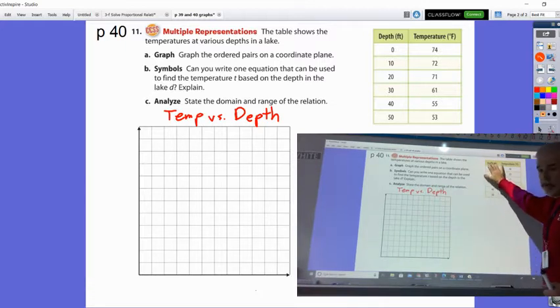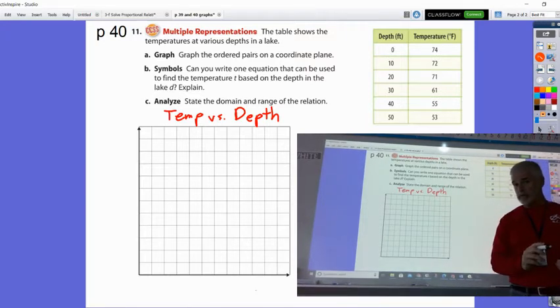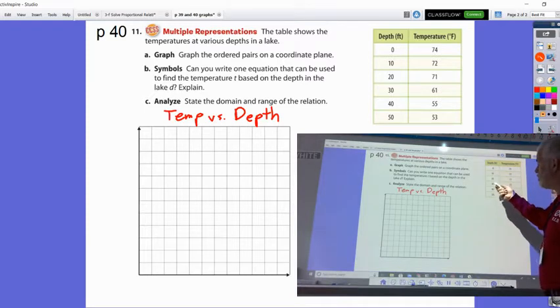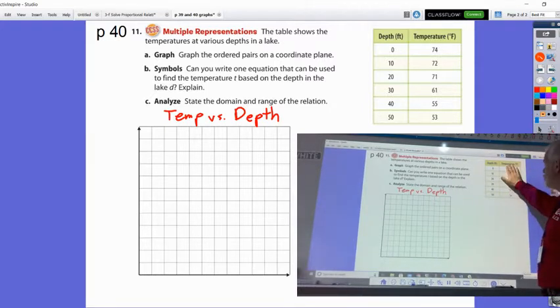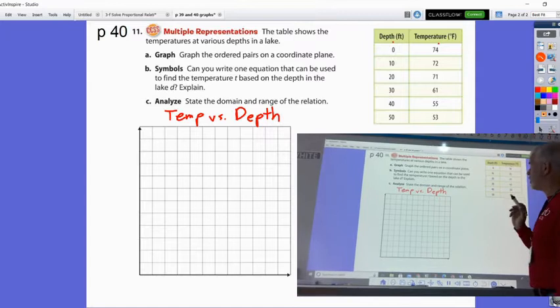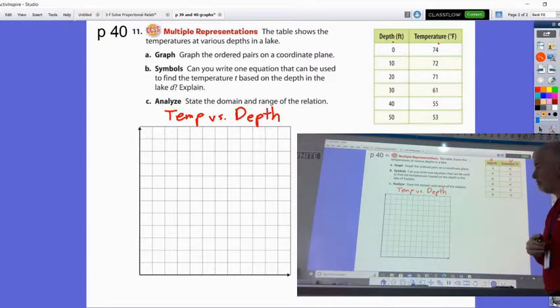Well, the input variable is going to be the one that you are choosing the values for, okay? So it looks to me like 0, 10, 20, 30, 40, 50, that is the input variable, because those are numbers I would pick. I would not be picking these numbers. They don't even go in order, right? So these are the outputs, the temperatures, okay? And the inputs are going to be the depth. So the depth is going to be x, and the temperature is going to be y, input and output.